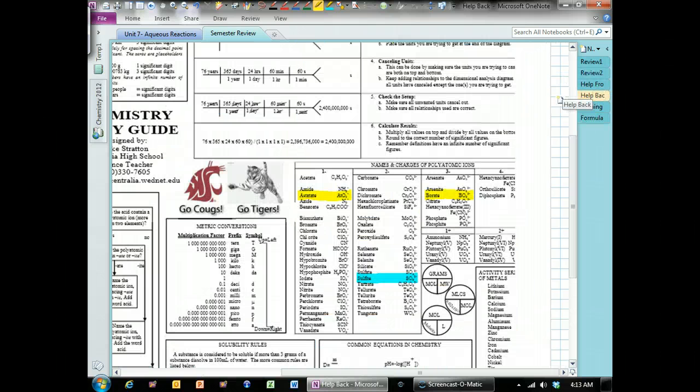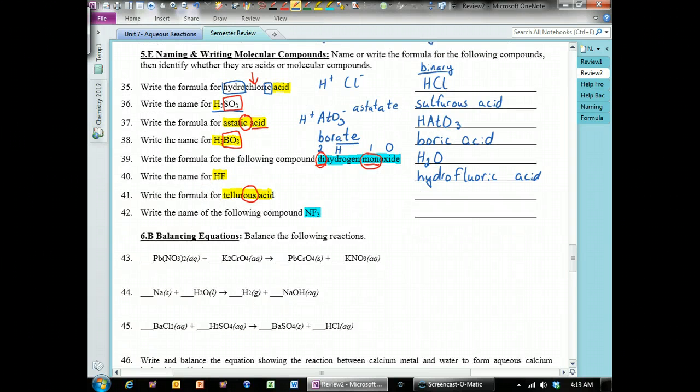So when we go to the back, we see that tellurite is TeO3 with a -2 charge. So we've got TeO3 -2, and it's hooked up with hydrogen that's got a +1 charge. Those charges don't balance, and so we use the crossover method, and we put a 2 down below and a 1 down on the other one. And so our formula ends up being H2TeO3.